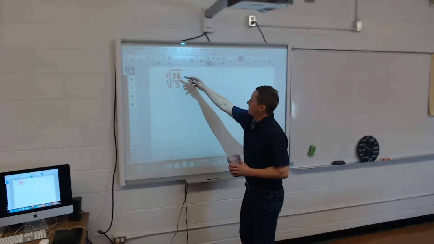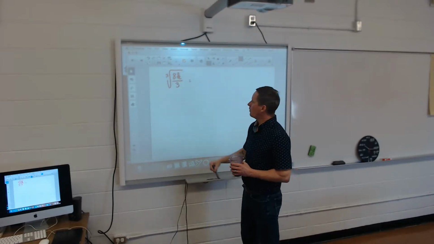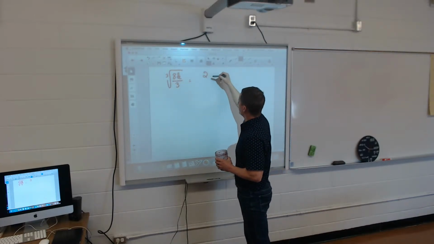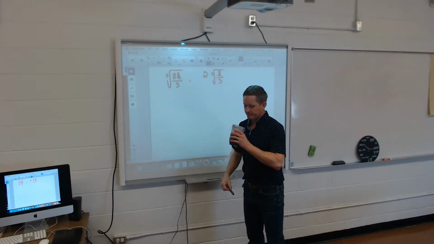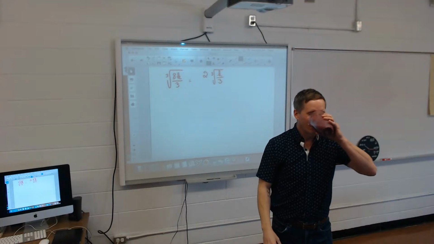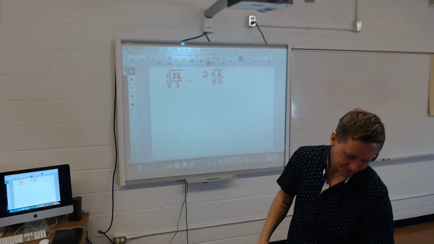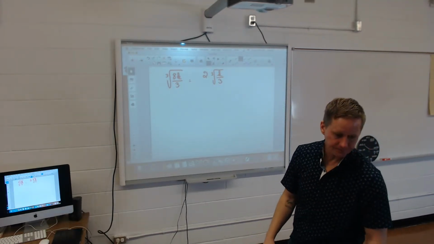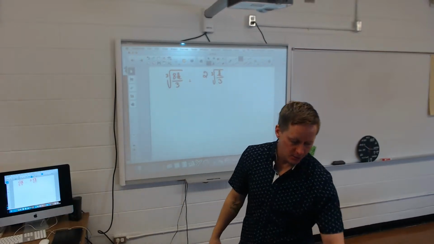So can I divide 8 by 3? No. Can I take the cube root of k? No. But I can take the cube root of 8. So this solution becomes 2 cube root k over 3. All right. Okay. So that's all of 5.2.